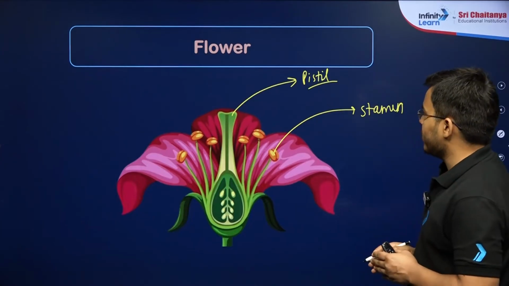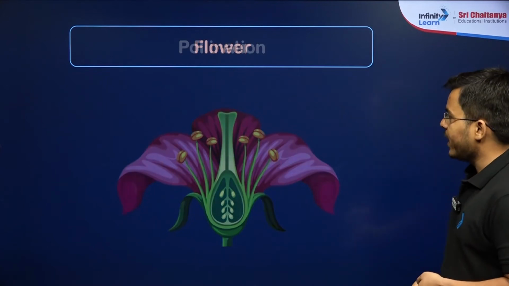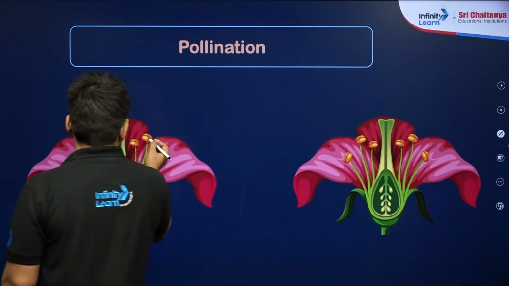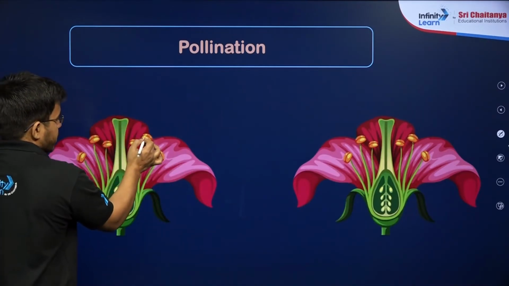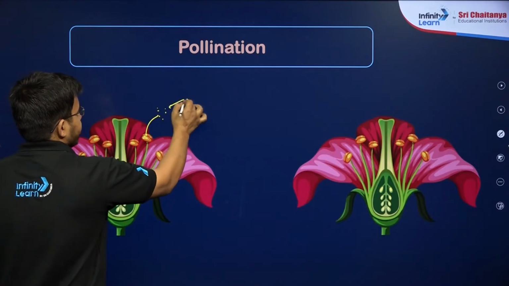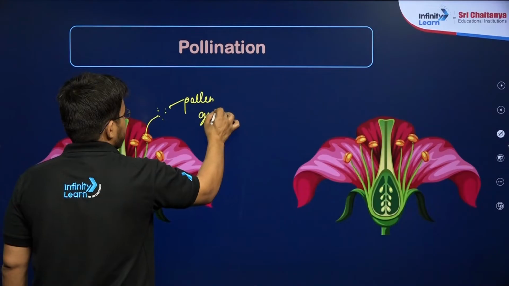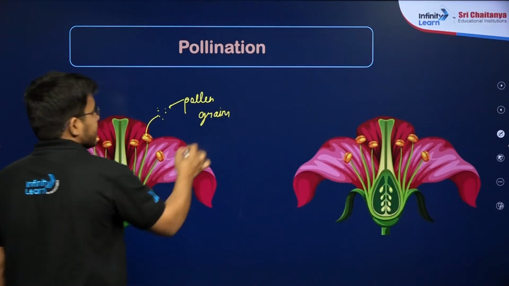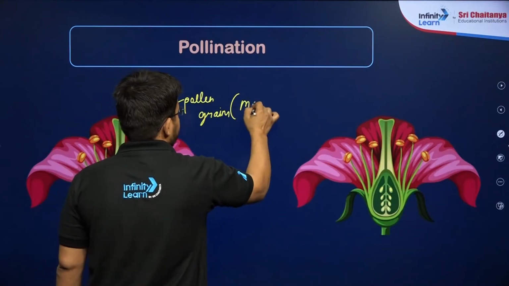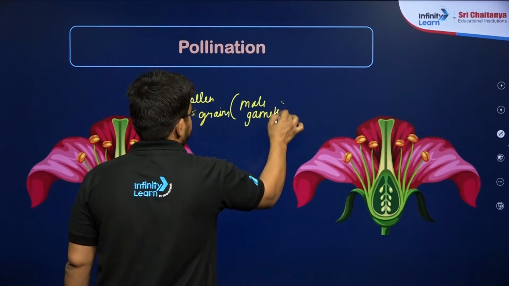Now what happens here, students, is that these stamens produce powdery substances that are known as pollen grains. These pollen grains are the male gametophyte. They have male gametes inside them.